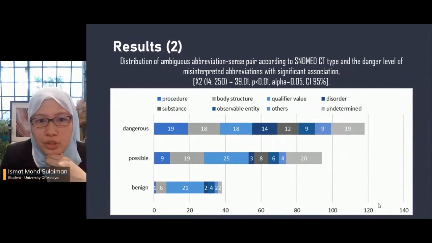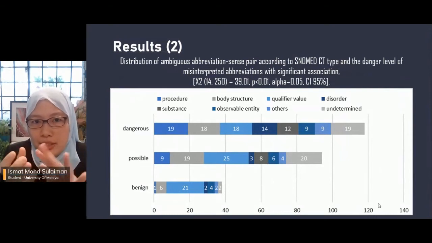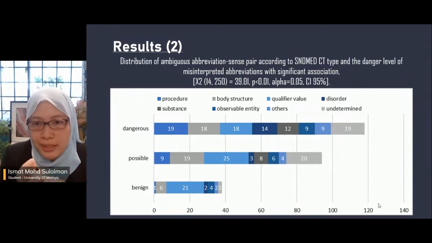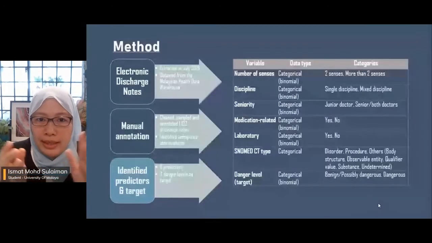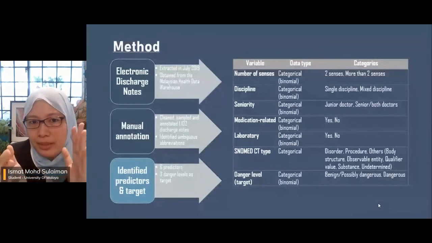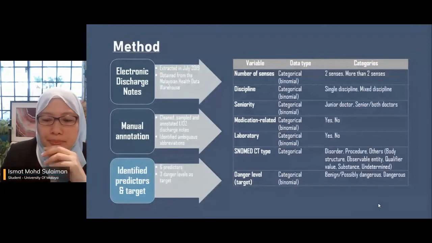If I want to show you the variables, we looked into the number of senses as a predictor, discipline as a predictor, and seniority, whether it's written by a junior doctor, a senior doctor, or both. We try to keep it as binomial as possible. And then whether the category is medication related or not, laboratory related or not, and the SNOMED CT type.